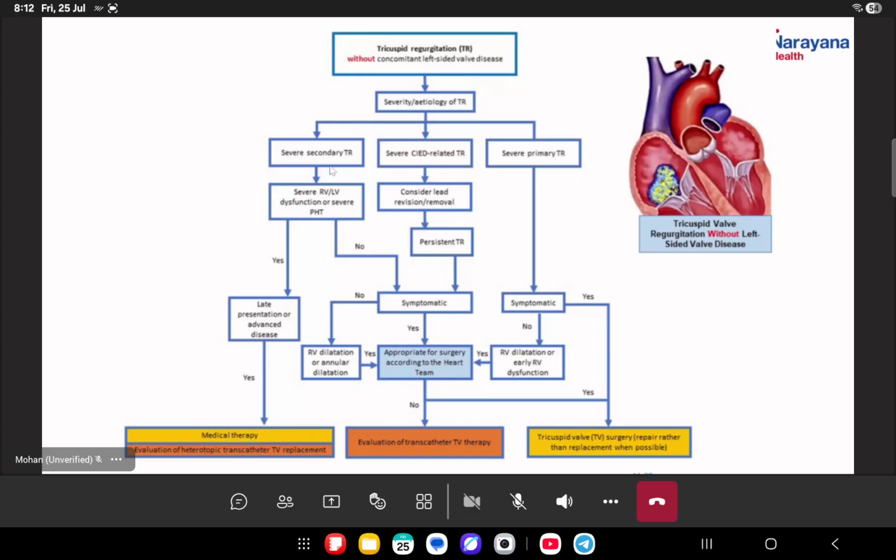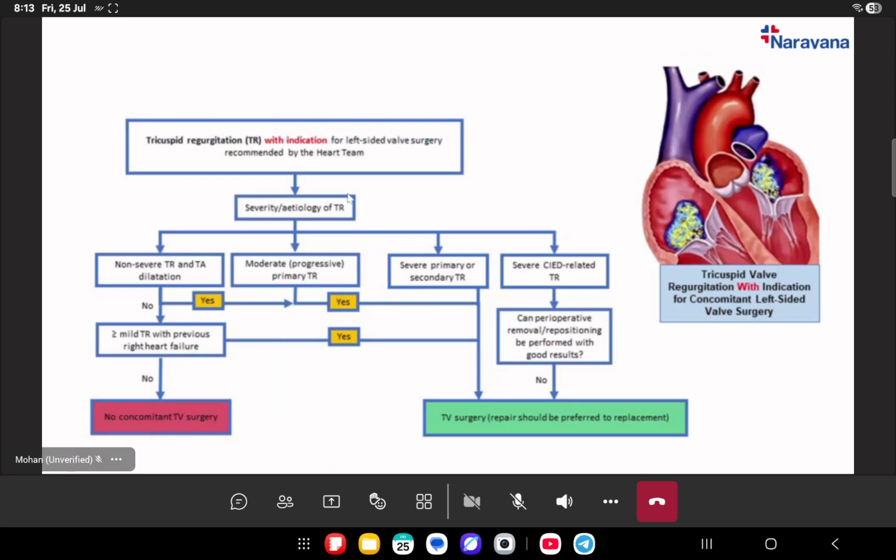And then secondary TR, which is not having severe RV dysfunction, or if it is not symptomatic, it will go towards medical therapy. And then late presentation or advanced disease also will go towards medical therapy.